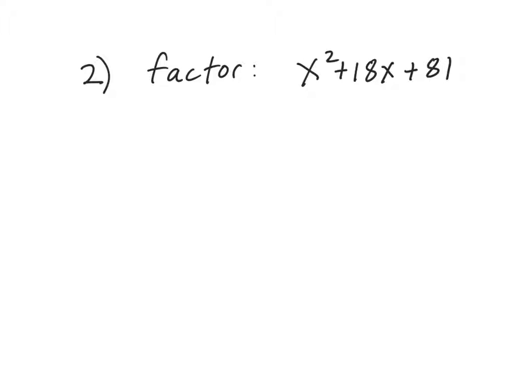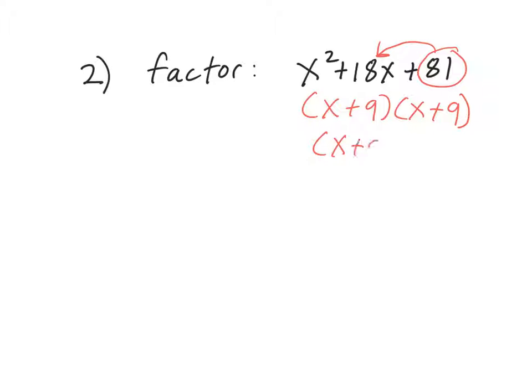On number 2, it's asking us to factor the quadratic x squared plus 18x plus 81, and we're not solving it because it's not equal to anything, so all we have to do is factor it. So if we look at the 81 and think about what do we multiply to make 81 and add to make 18, and that's going to be 9 times 9 is 81, and 9 plus 9 is 18. So we're going to do x plus 9 times x plus 9. Or you can just think of it as x plus 9 squared.